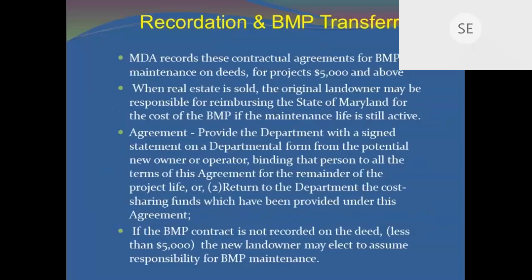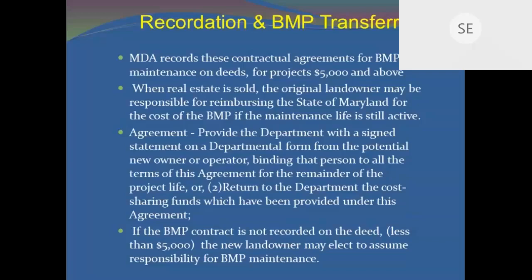MDA records these contractual agreements for the BMPs on the deeds for any project that costs more than $5,000 or above. When real estate is sold, the original landowner may be responsible for reimbursing the state for the cost of the BMP if the maintenance life is still active. So the BMP runs to the land. It doesn't run with the operator. So the operator could change, and then the landowner is still responsible for it. So it's a little different from FSA.